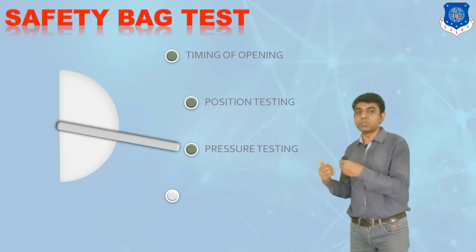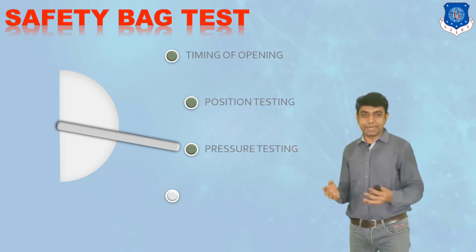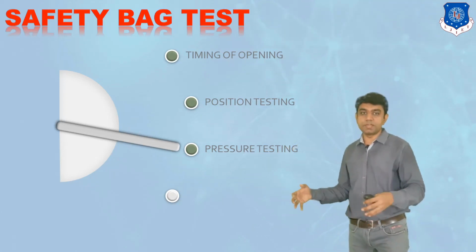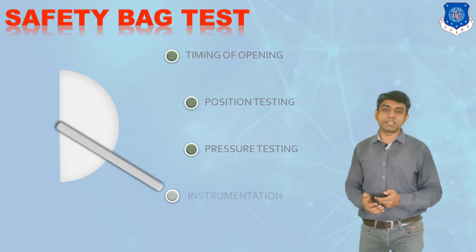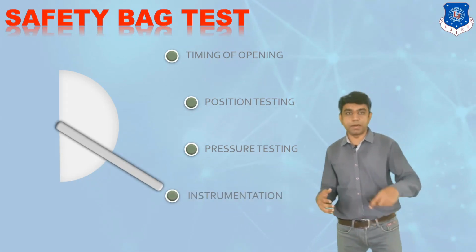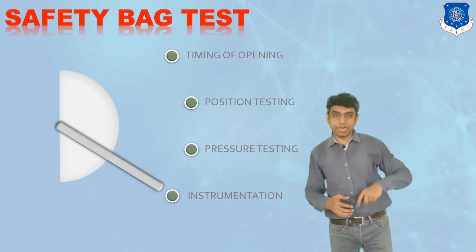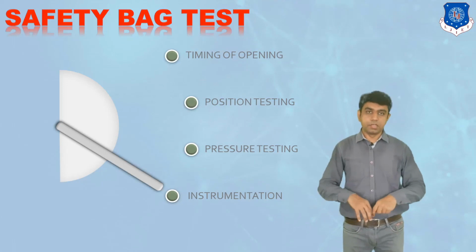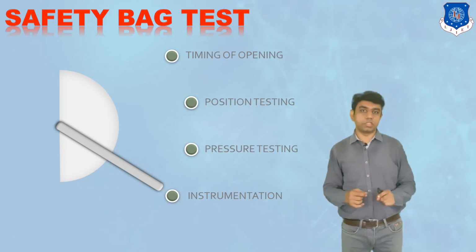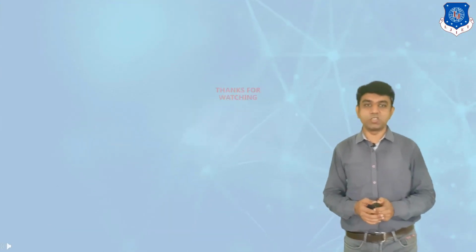That is decided by the amount of nitrogen being produced, which depends on the sodium azide present. And the last thing is the instrumentation part, the signal part: whether the crash sensor is giving a proper signal and whether the igniter is working okay or not. So all the instrumentation also needs to be checked. So that's all about this safety airbag and our today's lecture. Finally, thanks for watching.